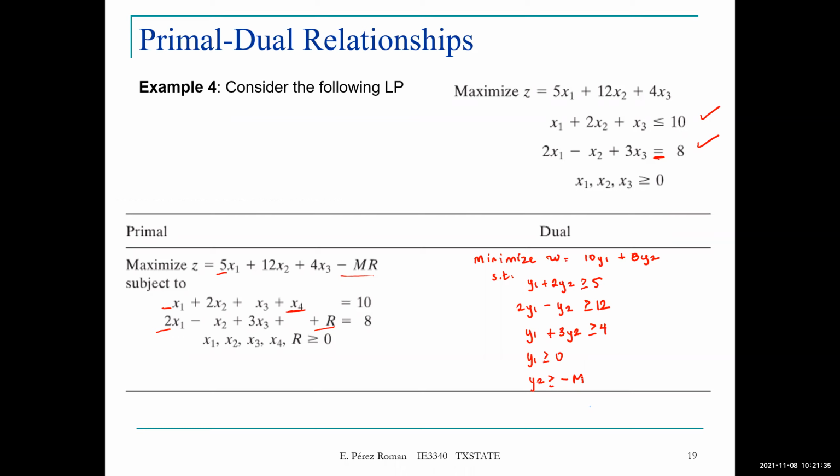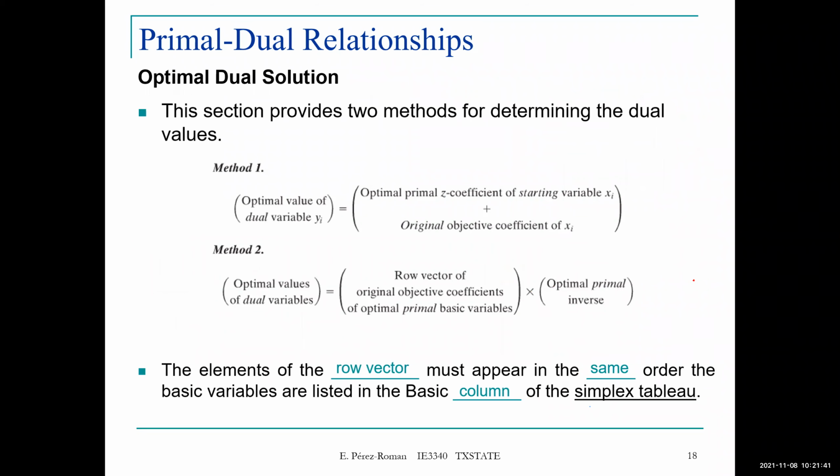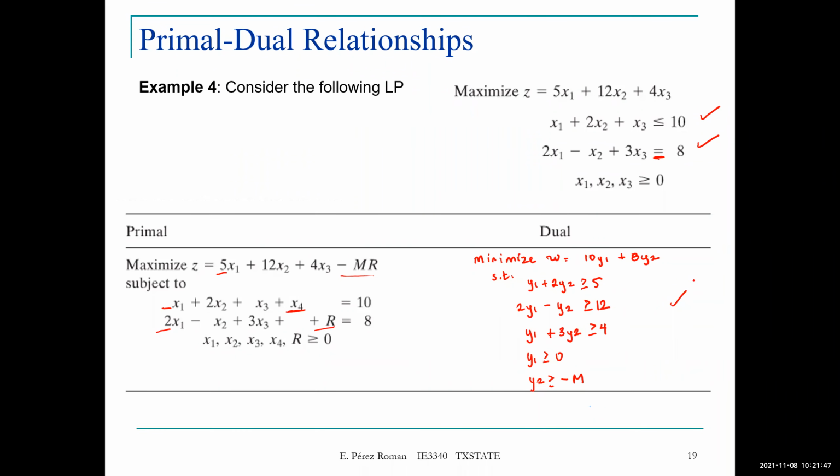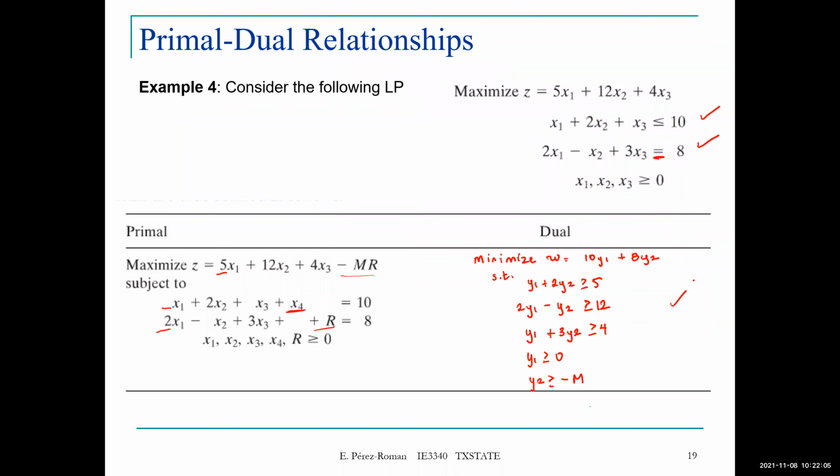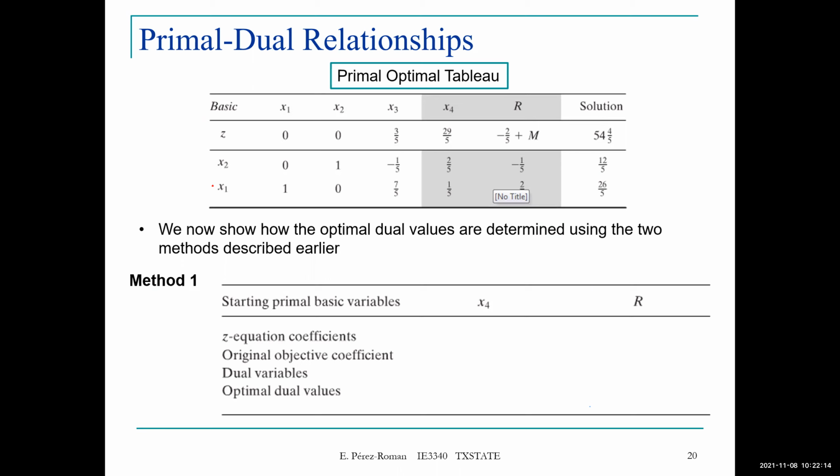So the idea now, I have the dual problem, and I want to apply these two methods so I can find the optimal solution for this problem in terms of y1 and y2. Okay, so on the next slide, I have the optimal tableau for the original problem. So the original problem optimal solution is depicted by this tableau, the optimal solution for the primal. I have the final solution after implementing the simplex method. This is the optimal solution of the problem.